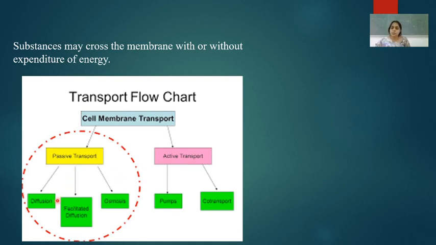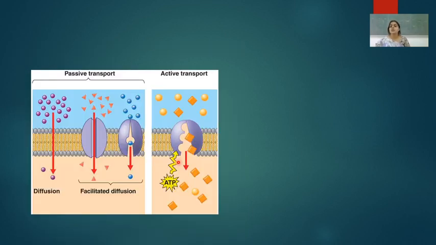Coming to passive transport, diffusion, facilitated diffusion, osmosis. So they don't require energy, whereas active transport, pumps, sodium potassium pumps, as well as co-transport, they do require expenditure of energy. Understand, passive, it just moves without the expenditure of energy, whereas active, there is an expenditure of energy.